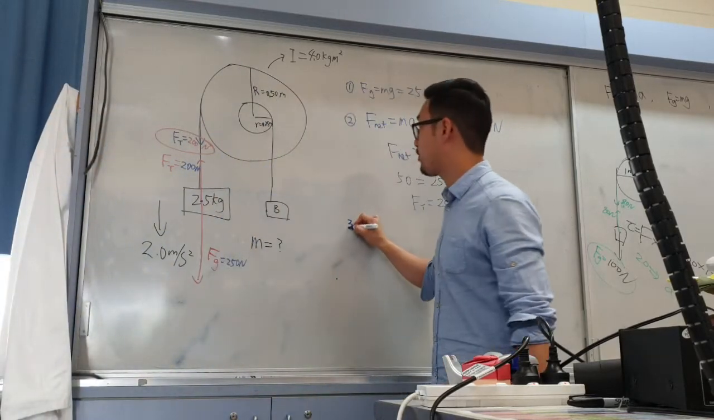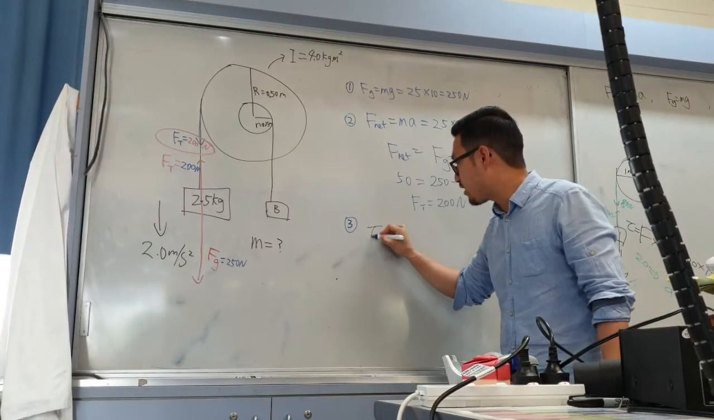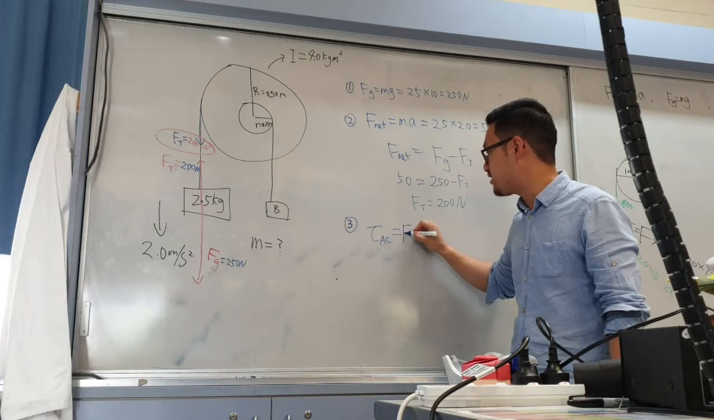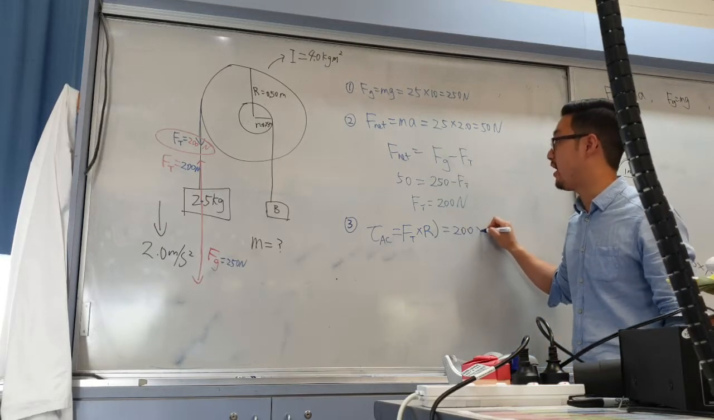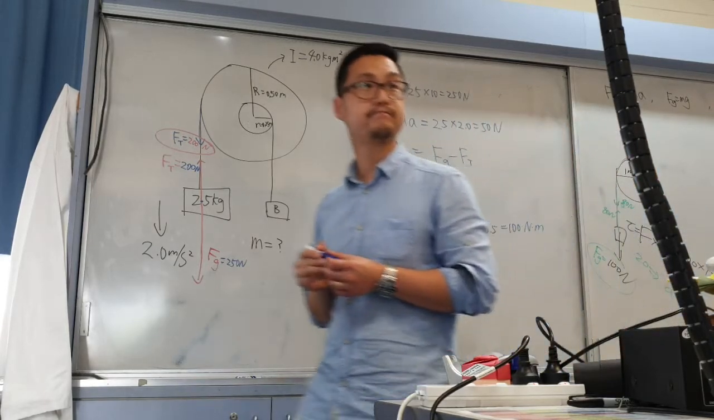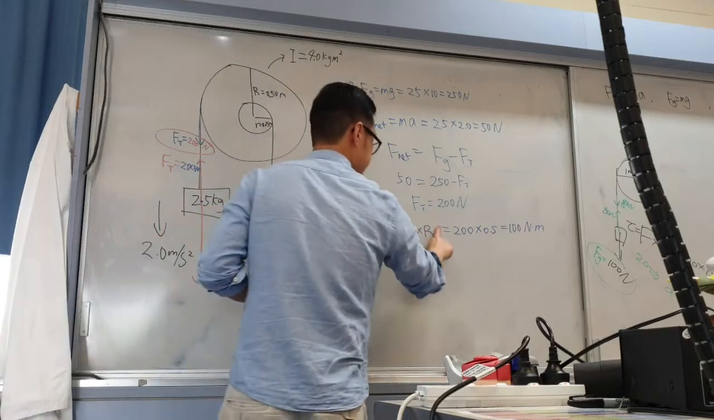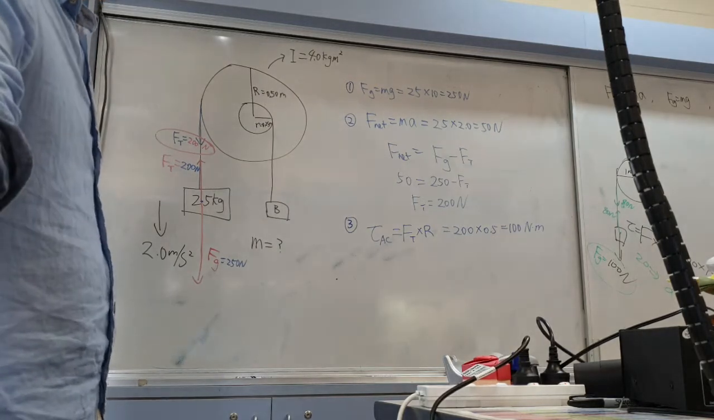Okay, let's say this. Number 3, this is anti-clockwise torque. So the anti-clockwise torque is going to equal to the tension force multiplied by the radius r. So it's going to equal 200 times 0.5 equals 100 Newton meter. Does that make sense?